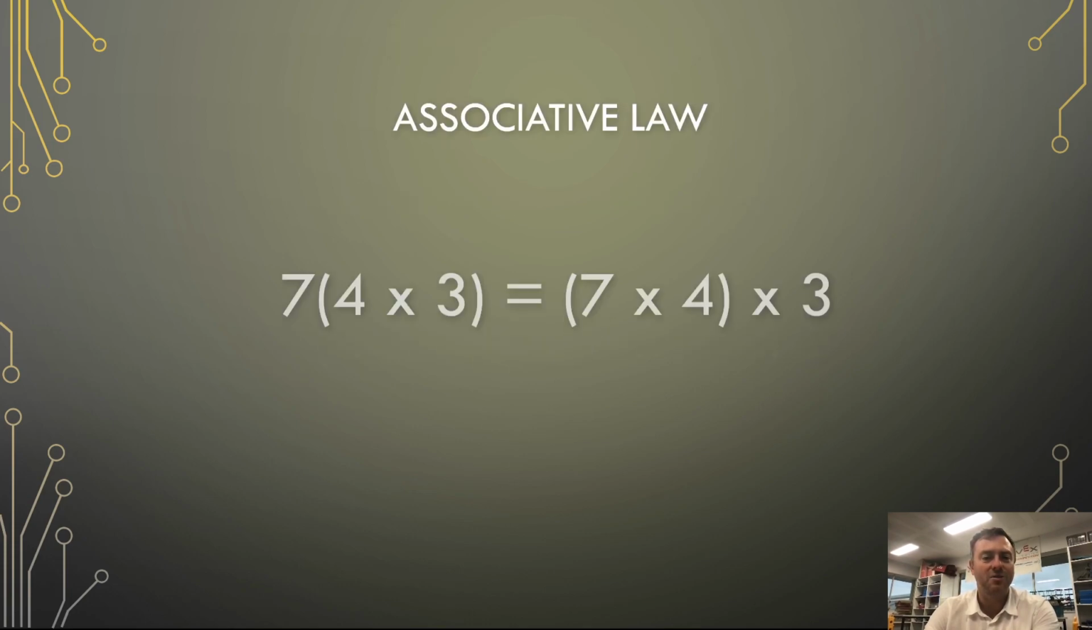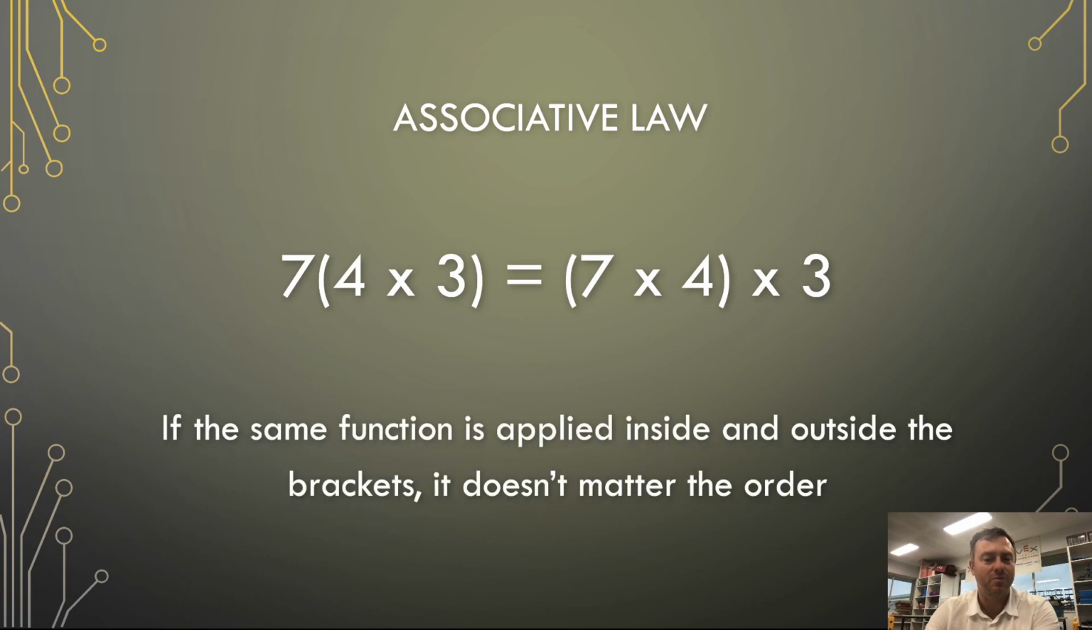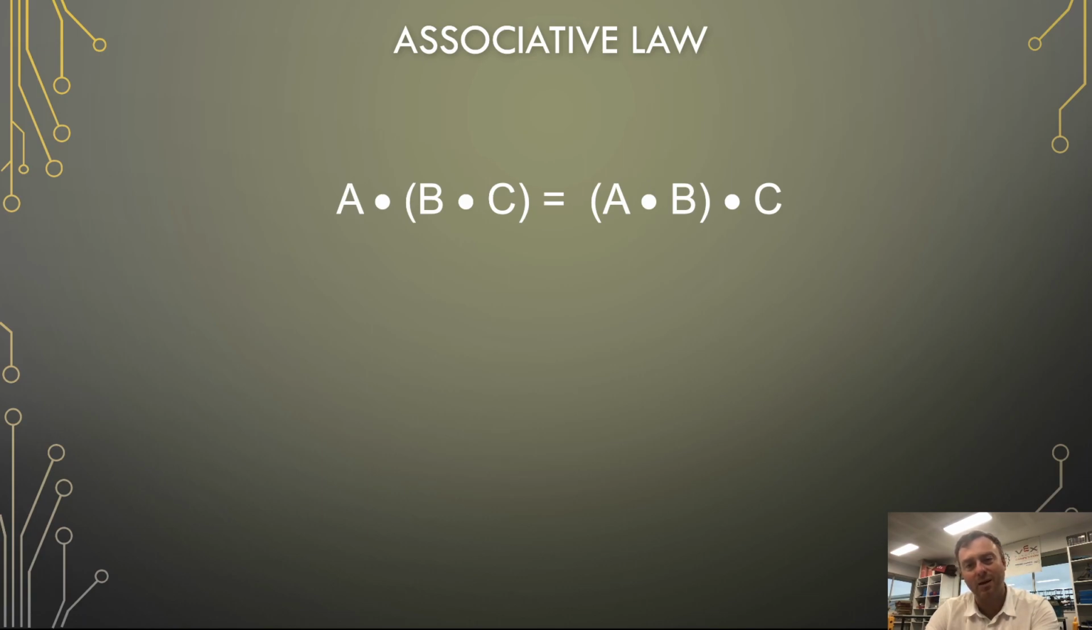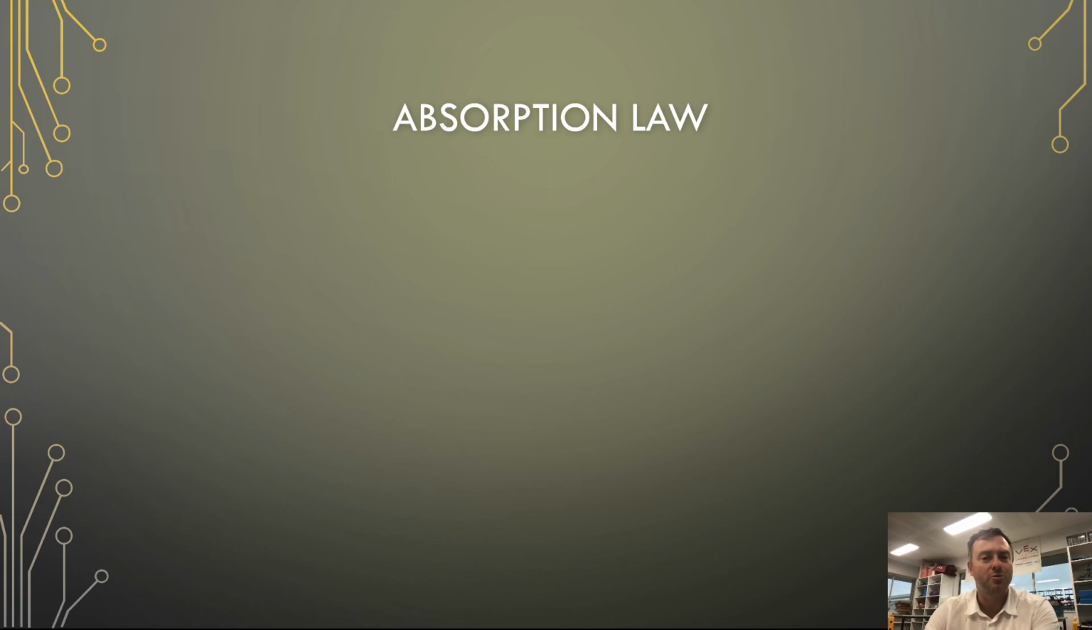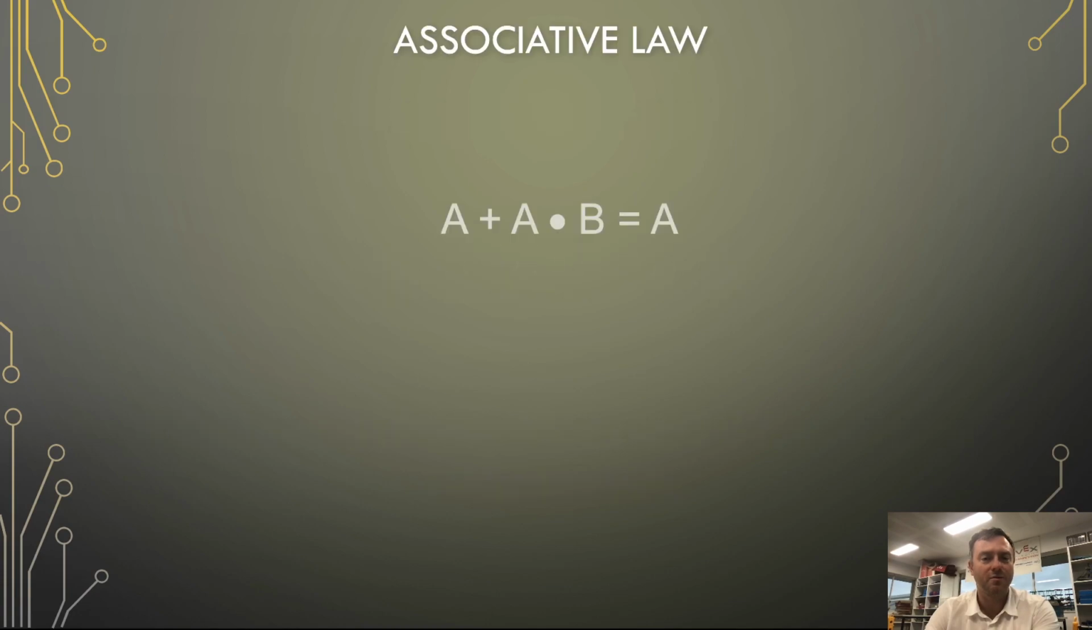The association law, 7 times 4 times 3, is the same with the brackets there. So there's an association, the brackets don't matter. So if we have a times b times c, it's the same as a times b times c with the brackets. And similar when we do or. The absorption law, so basically this forces something not to exist and absorbs it. So if you have a plus a or b, it's just equal to a. So you don't need to have that other part. And that sort of makes sense.